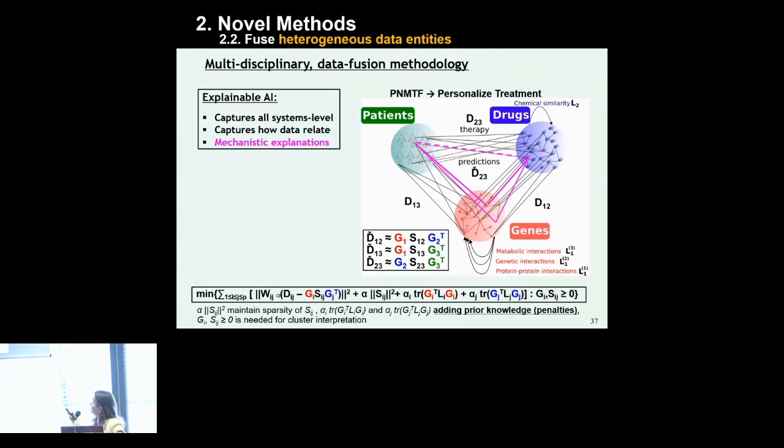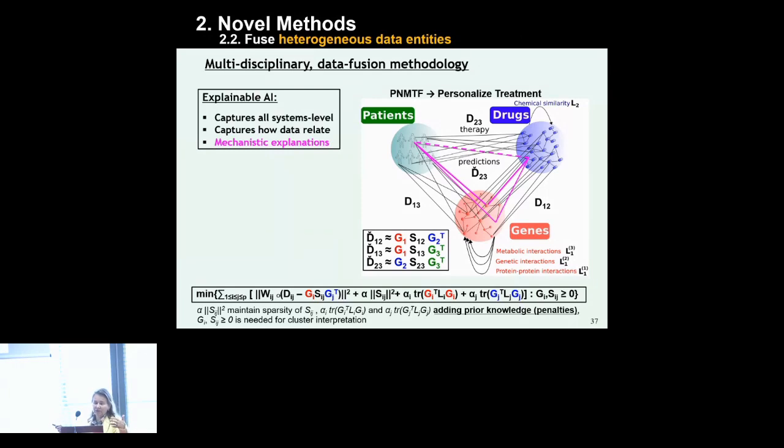And then, for instance, if you want to repurpose this drug to this particular patient, the doctors will ask you why. But mechanistic explanation is obtained from here. Basically, you can say, this is because of these high weight reconstructed entities across. So basically, the patient has mutations in these two genes that the drug binds to.